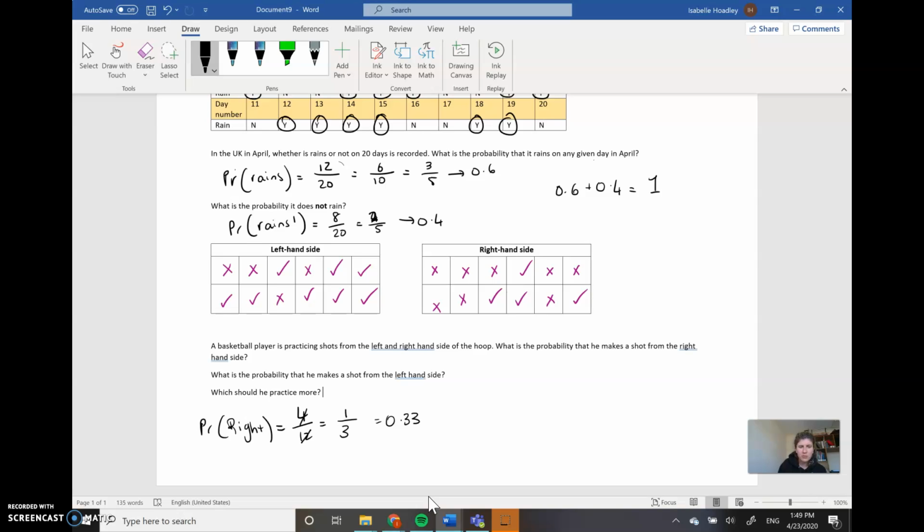Second bit of the question: what is the probability he makes a shot from the left-hand side? Well, he makes 1, 2, 3, 4, 5, 6, 7, 8 shots from the left. So 8 out of 12, which is the same as, if we divide them both by 4 again, 2 out of 3, which is 0.67. So he's twice as likely to get it in from the left than from the right. Which should he practice more? Definitely the right-hand side.